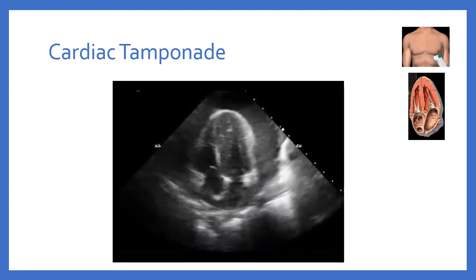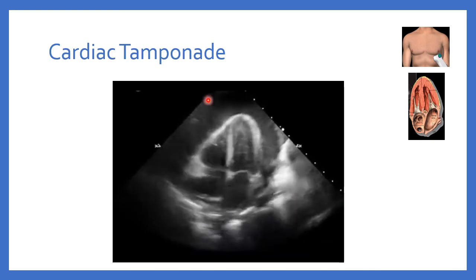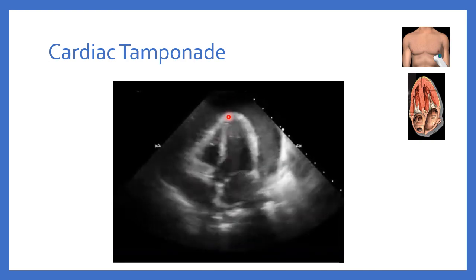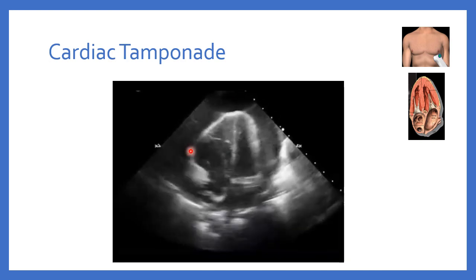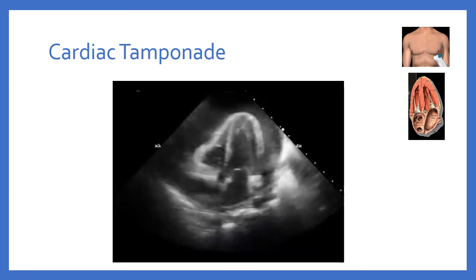Here's another example in the apical view. Again, a very large pericardial effusion, and it's very clear that the right ventricular wall is collapsing throughout the cardiac cycle.